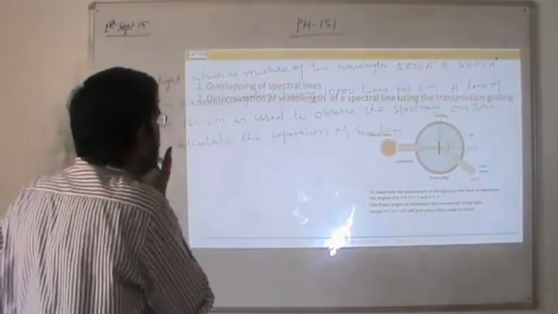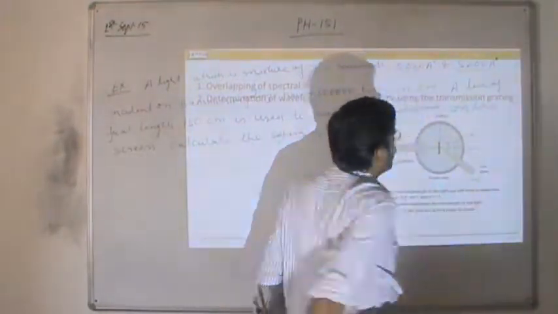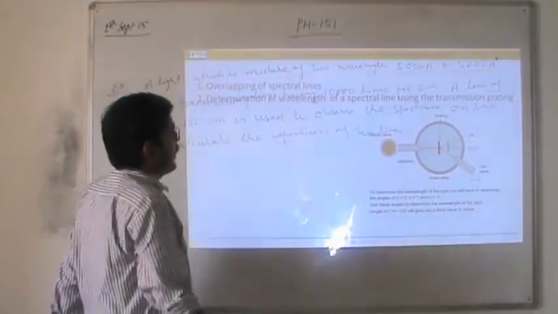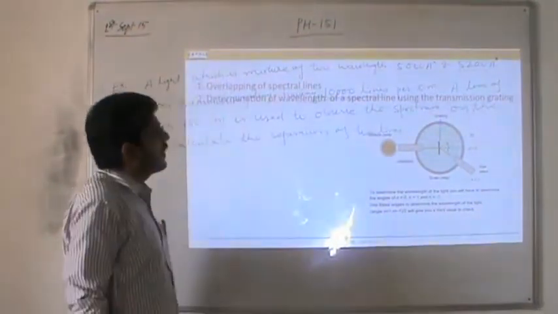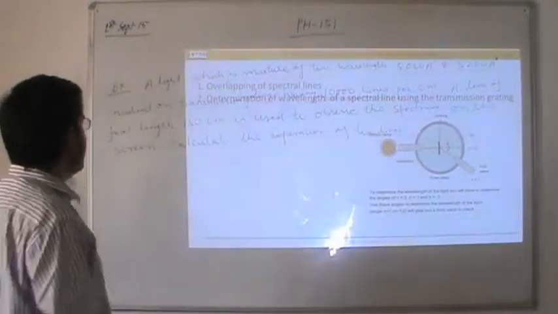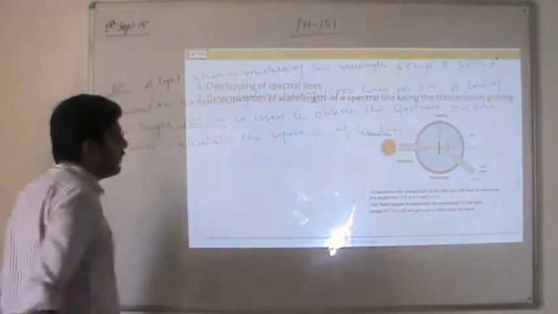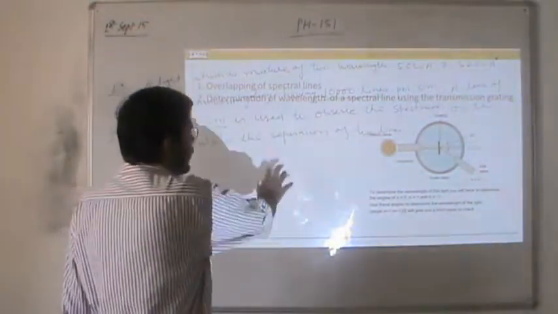The two wavelengths are given as 5000 and 5200 angstroms, and the grating has 10,000 lines per centimeter. One more parameter, the focal length of the lens, is given as 150 centimeters. So we have to find the separation of these two lines.